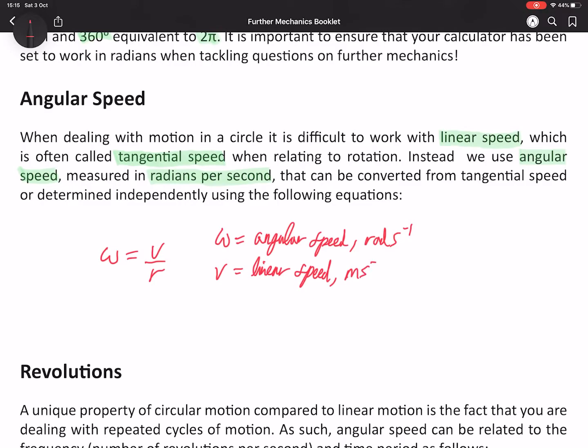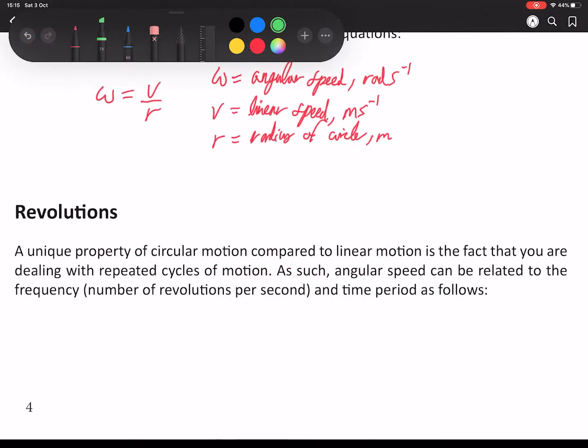And then we have R for the radius. And radius is the radius of the circle that you're actually moving around, and it is measured in meters. This luckily ties everything together nicely, because meters per second divided by meters gives us per second, and as we're dealing with angle of rotation, radians is put into that as our unit. So this allows for straightforward conversion.